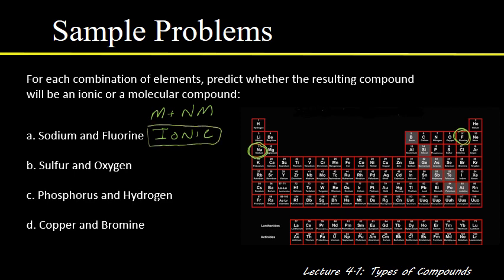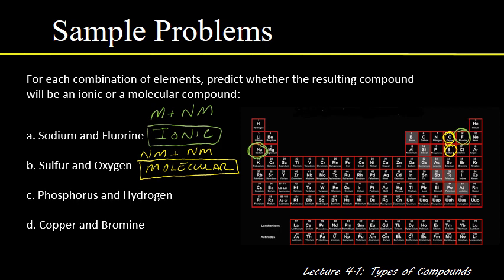Okay. Next, let's try sulfur and oxygen. Sulfur is right here, and oxygen is a neighbor. They are both on the right-hand side, the upper right. So a combination of sulfur and oxygen is going to be a nonmetal and a nonmetal. So that would be a molecular compound. And again, I'm using molecular and covalent as synonyms here.